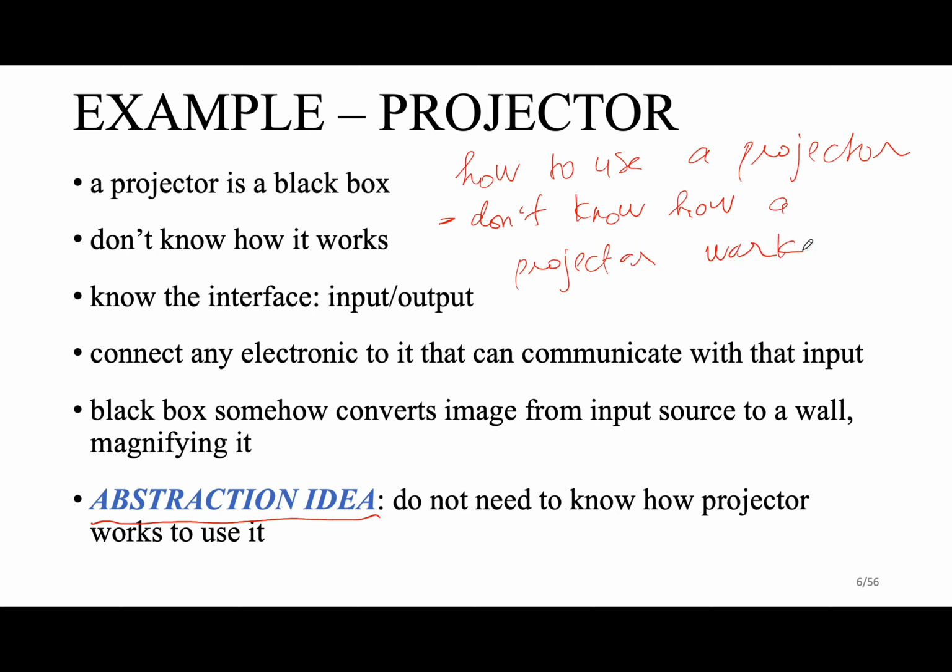works. Or for example, all of you have a smartphone. You can have an iPhone, Samsung Galaxy or something like that. You know how to use a smartphone, but you don't know how a smartphone works. You don't know how a smartphone can make a phone call, or how it can help you to capture a picture. You don't know, but you know how you can use it. So we call that the abstraction idea.